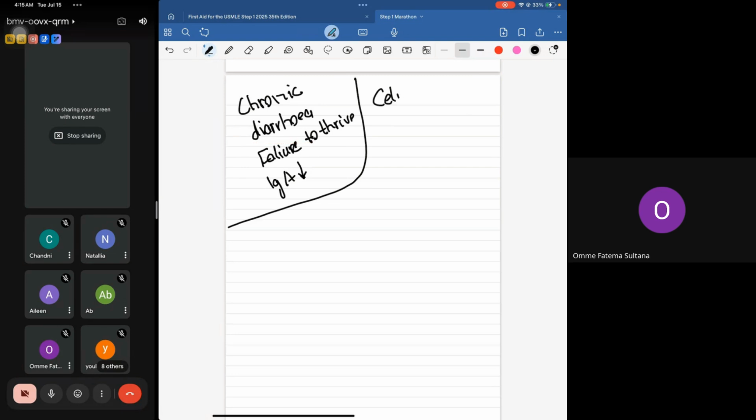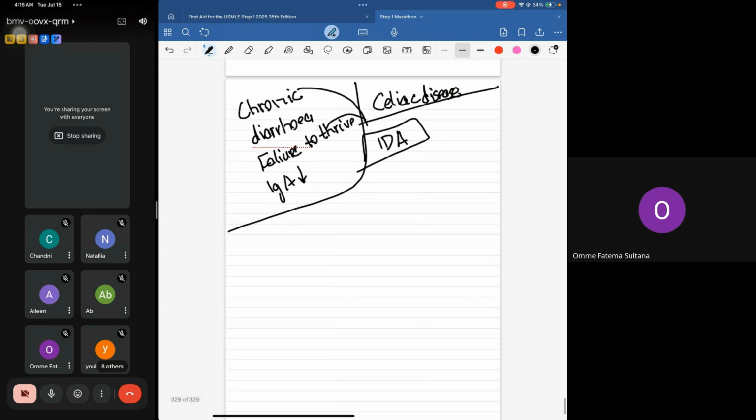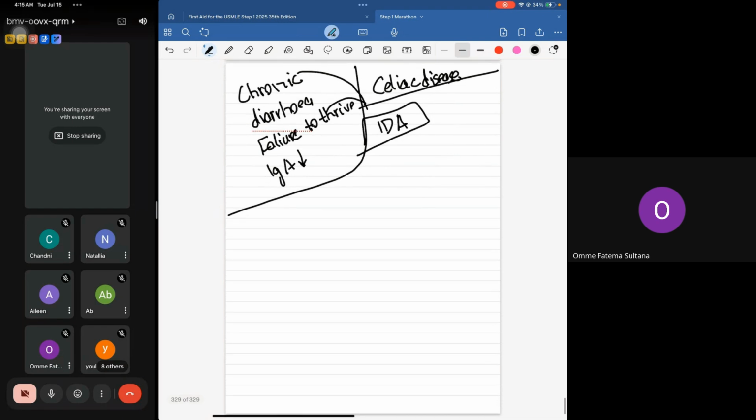So basically, celiac disease is a disease in which you have sensitivity to gluten. You cannot eat gluten. Whenever you eat gluten, you are going to get diarrhea and failure to thrive. You're going to get iron deficiency anemia, because in celiac disease iron is not absorbed. IgA is going to be very low. You're going to have all of these problems with celiac disease. Is that clear, guys?